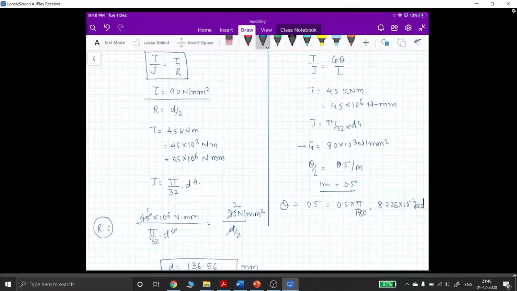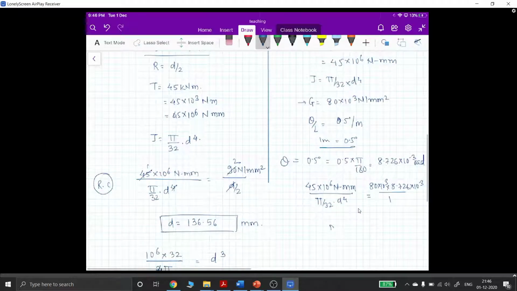Now if we substitute all these terms back into the equation, T will be 45 into 10 to the power 6 Newton millimeter. J will be pi by 32 into d to the power 4. L will be 1. Theta will be 8.726 into 10 to the power minus 3 radians. G will be 80 into 10 cube. If you solve this problem, you will find the diameter is equal to 160.076 mm.